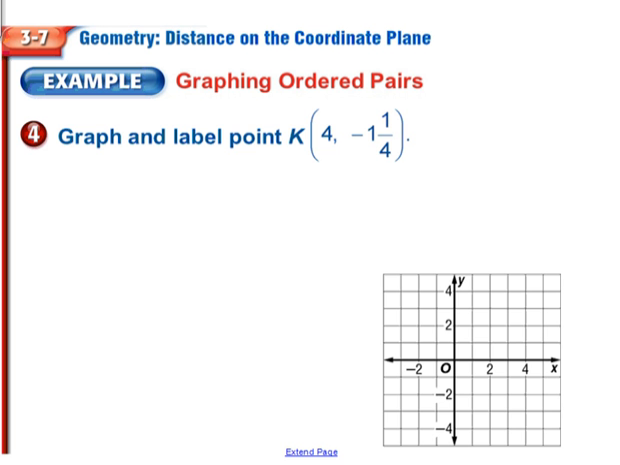All right, graph and label point K. It's 4, comma, negative 1.25. So the 4 is positive, so I go to the right. 4 units, 1, 2, 3, 4. And then I go down, because it's negative, 1 1/4. There's 1 1/4. Would be somewhere about there. That's point K.